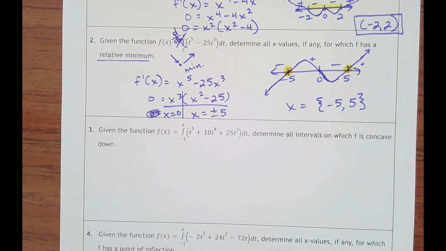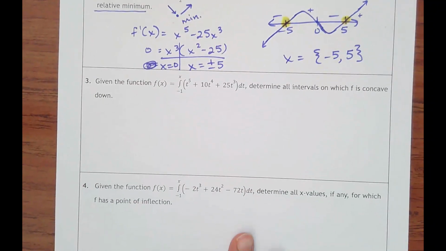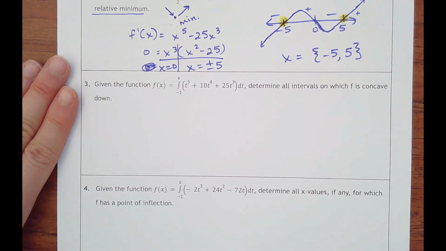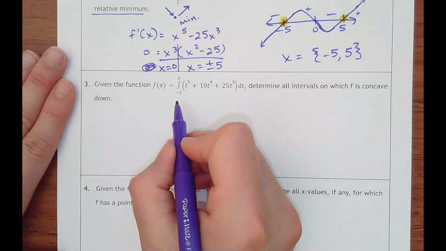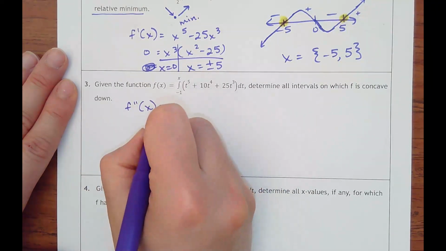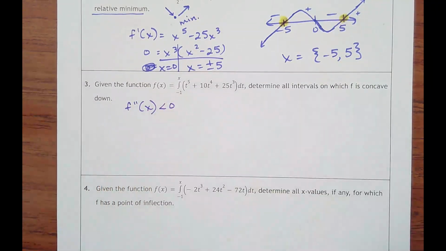All right, number 3. Determining intervals in which f is concave down. So concave down actually comes from the second derivative. We want that to be negative.